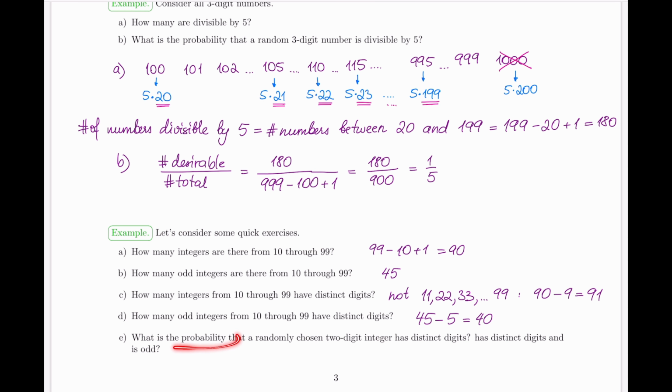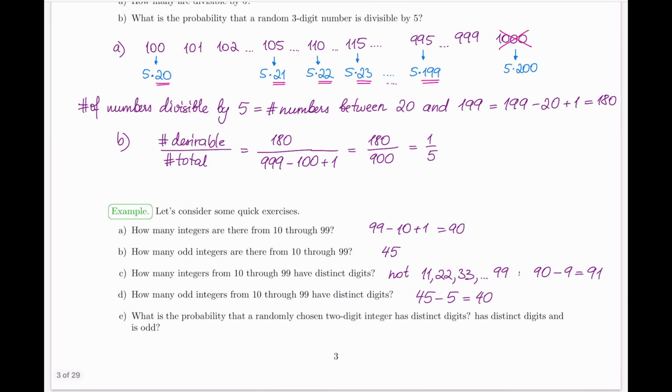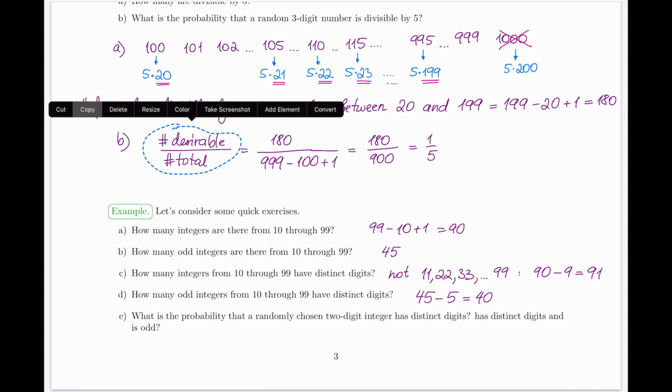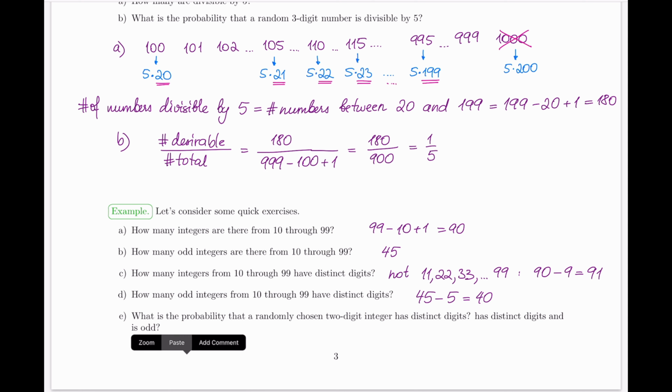The last one is talking about probability. So this is where we're once again going to think of our number of desirable divided by the number of total outcomes. And everything that we need has already been computed in the first 4 parts of this question.